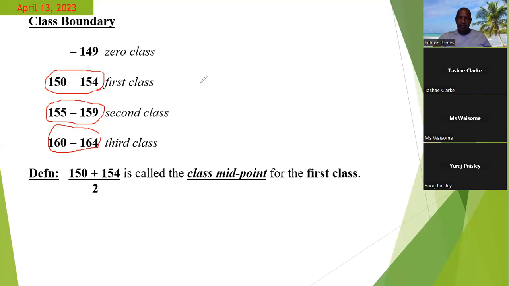Yes, sir. All right, so that boundary would be shared for the first class. It also will be shared for the second class. But remember, each class has 2 boundaries, right?